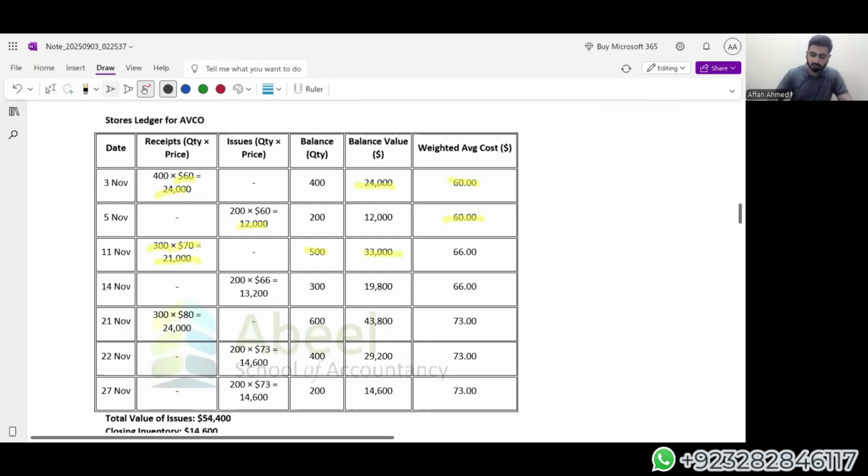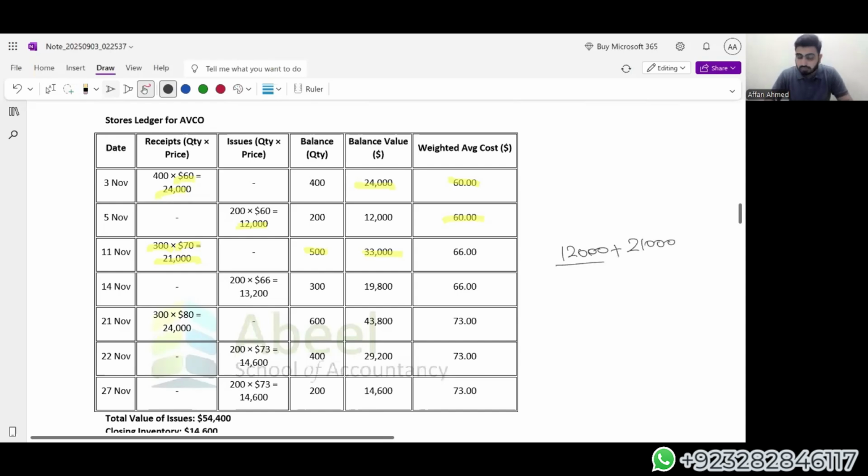So if we are trying to understand how we got these values, the value of inventory before this purchase was 12,000. How many units did we purchase? 300, and the cost was 70. That makes it 21,000.